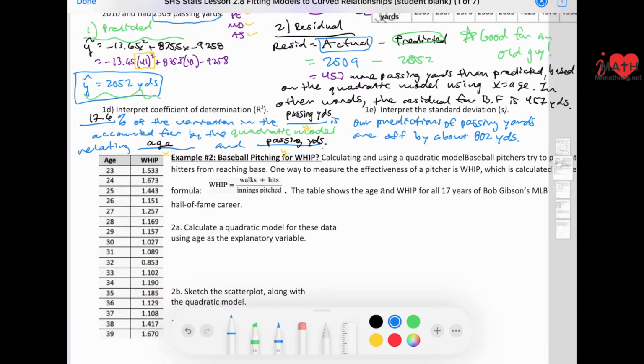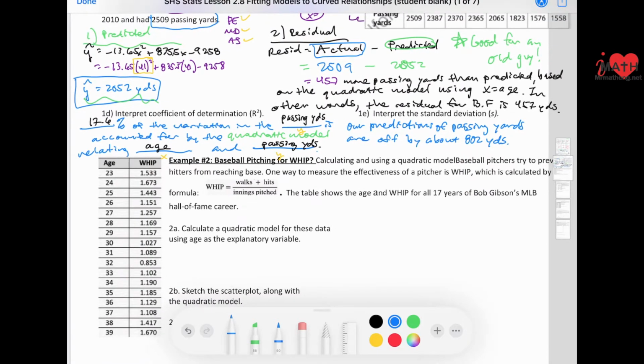All right, let's go over the answers for this baseball one. If you put in list 1 the ages of those baseball players, actually of one of the greatest pitchers, Bob Gibson, and list 2 you put in the WHIP. The WHIP is basically walks plus hits over innings pitched. So in this case, you would want a lower number. So when you calculate the quadratic model for this one, your answer is going to be a y hat after you put into your calculator commands. I'm not going to show you that.